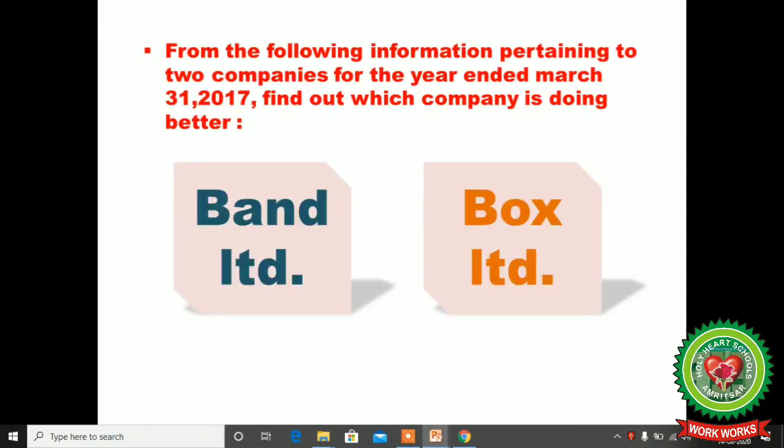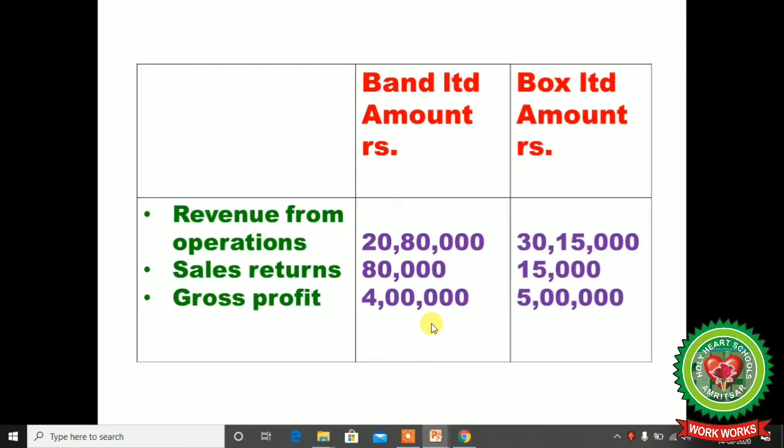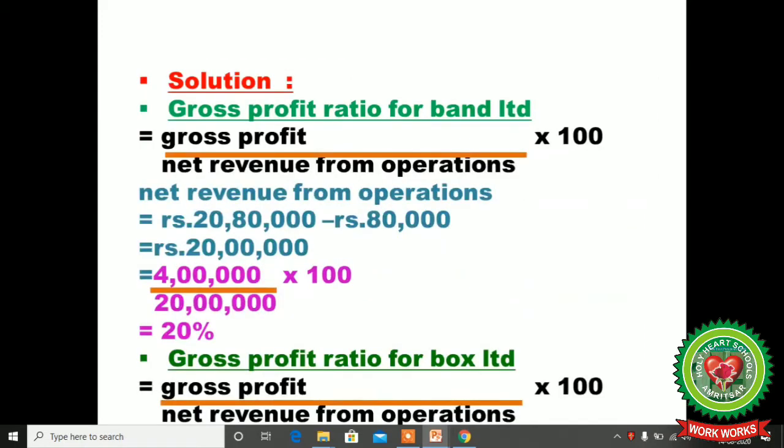Practical problem. See, from the following information pertaining to two companies for the year ending March 31st, 2017, find out which company is doing better. So here are two companies, Band Limited and Box Limited. Revenue from operations of both companies: 20 lakh 80,000 and 30 lakh 15,000. Sales returns: 80,000 and 15,000. Gross profit: 4 lakh and 5 lakh. Solution: gross profit ratio.